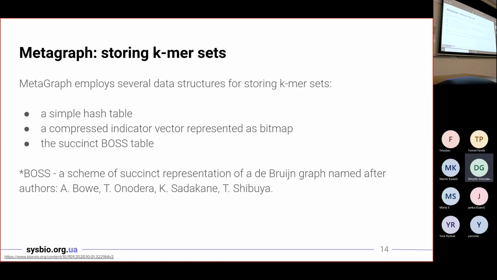So let's start with storing the K-mer sets. MetaGraph employs several data structures for storing them. This can be a simple hash table, or a compressed indicator vector represented as a bitmap. It has a length of 4 to the power of k, indicating which K-mers are present in the set. And the most interesting one is the succinct BOSS table. This format is named after the first letters of the surnames of its authors. And let's take a closer look at this third type of storing the K-mer sets.